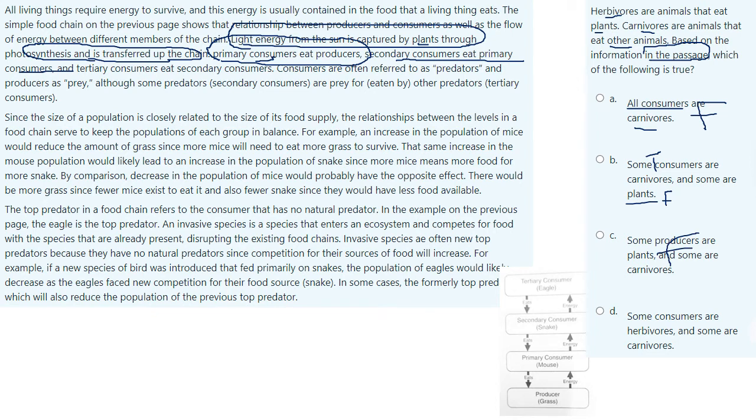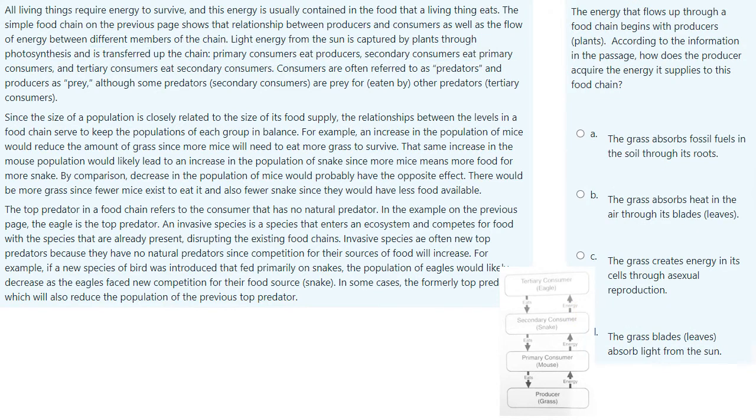D, some consumers are herbivores and some are carnivores. Well, yes, primary consumers eat plants. They eat producers, so they are herbivores. And then secondary consumers eat the primary consumers and tertiary consumers eat secondary consumers. So some are carnivores. So the correct answer is D.